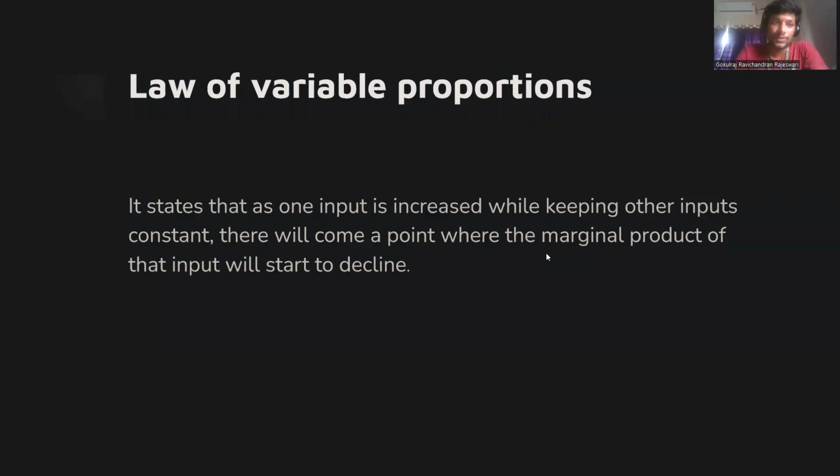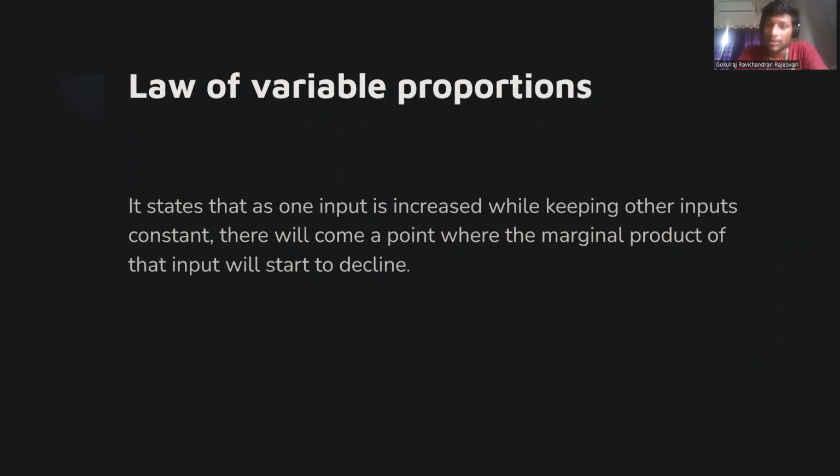Law of variable proportion, also known as law of diminishing returns, is an economic principle that describes the relationship between inputs and outputs in the short run. It states that as one input is increased while keeping other inputs constant, there will come a point where the marginal product of that input will start to decline.